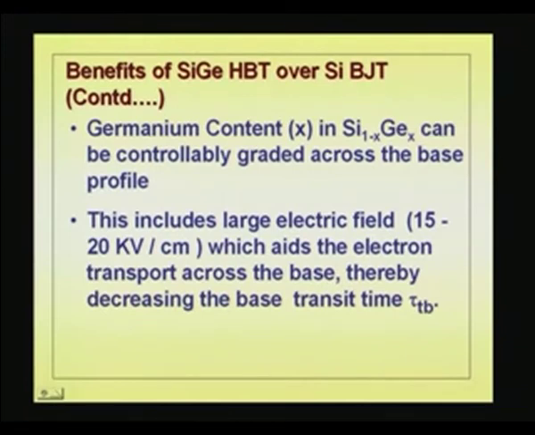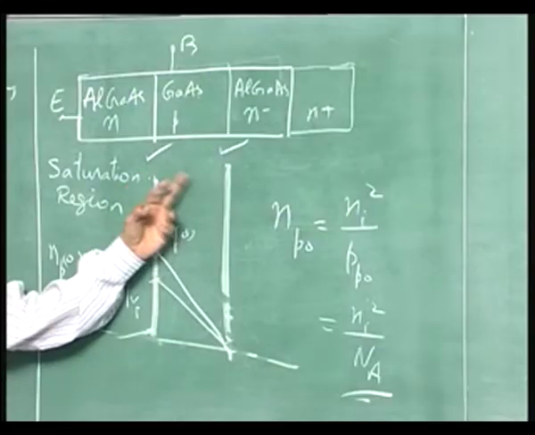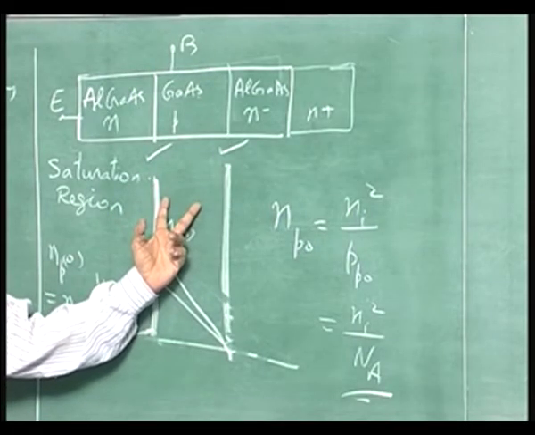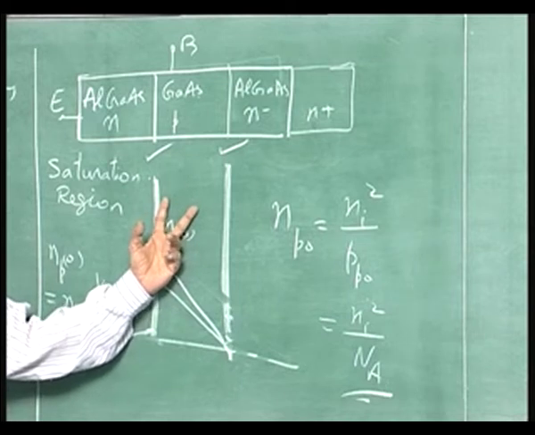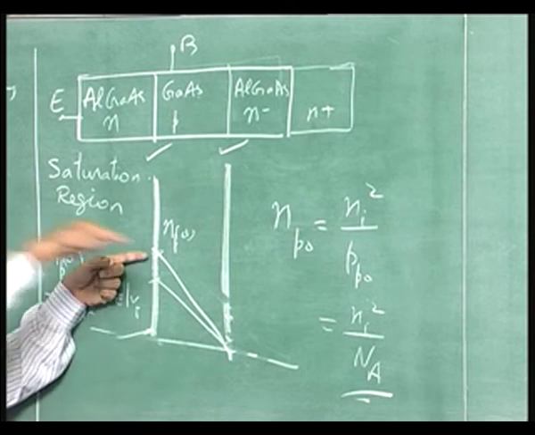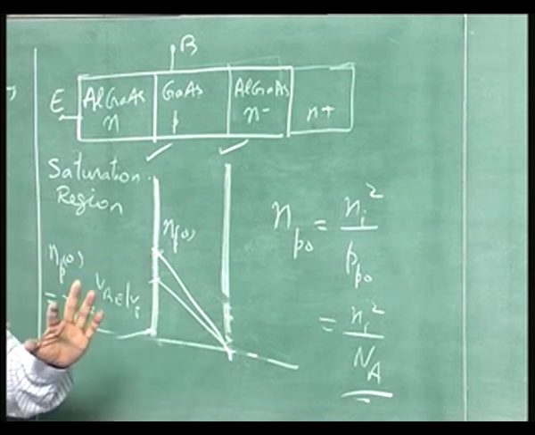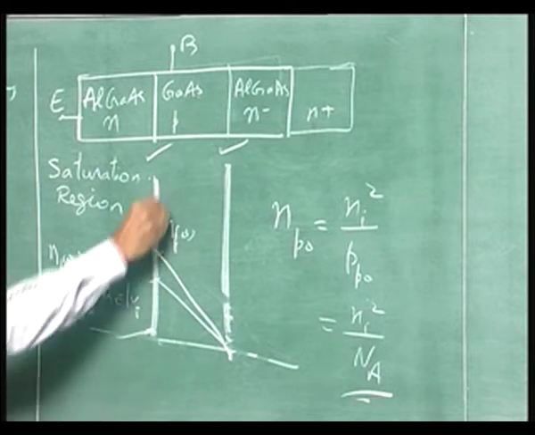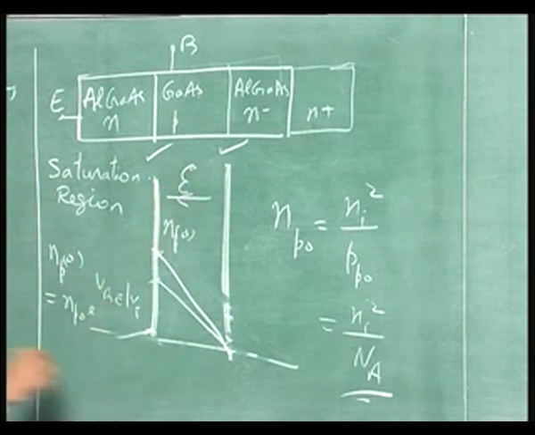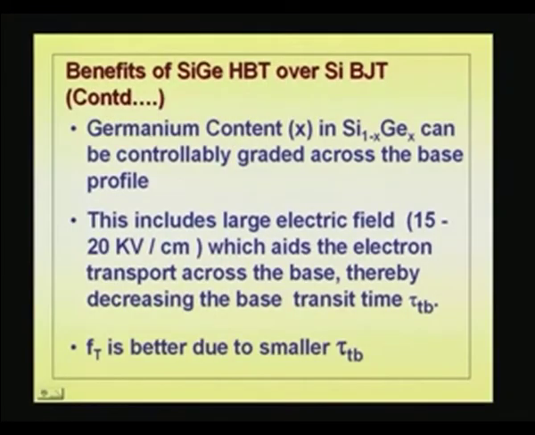Now, this is as a statement I put here. You have electric field which aids the electron transport across the base, thereby decreasing the base transit time. When I say an electric field is present here, which aids the transport of electrons, the field direction is plus here, minus there. Electrons are moving in that direction. It attracts towards the positive terminal. So, there is a field in this direction. A built-in field comes in. You can see the next diagram, you will see it clearly. So, when tau Tb is of course reduced, Ft is better due to smaller transit time.